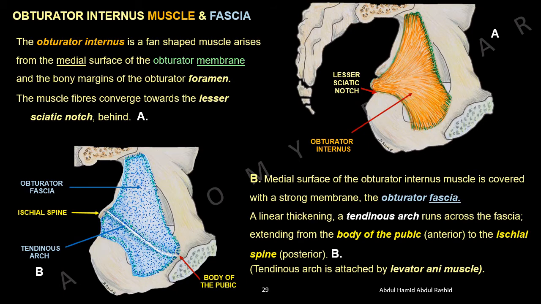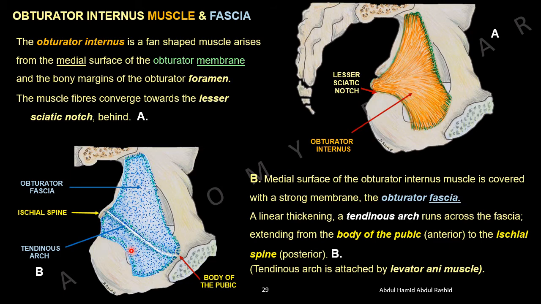Obturator internus muscle and obturator fascia. The obturator internus is a fan-shaped muscle, arising from the medial surface of the obturator membrane and the bony margins of the obturator foramen. The muscle fibers converge towards the lesser sciatic notch behind. The medial surface of the obturator internus muscle is covered with a strong membrane, the obturator fascia. This is the obturator fascia.